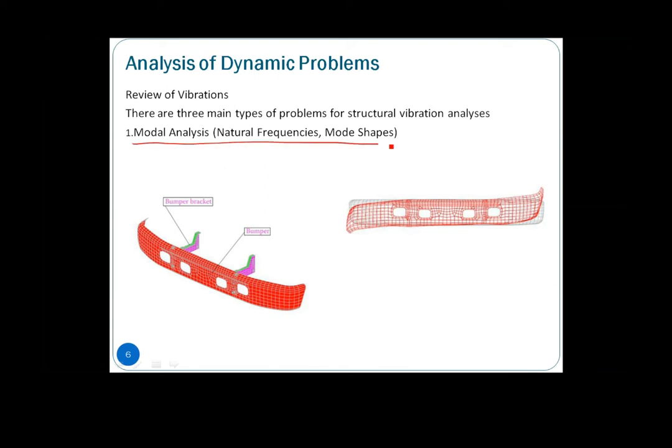By knowing the natural motion itself, we can predict what happens if I give an excitation at a certain point, this particular point here. Then how will this bumper deform at that particular frequency? If you still remember our excitation, like I just mentioned, it is sinusoidal. Harmonic excitation is sinusoidal.